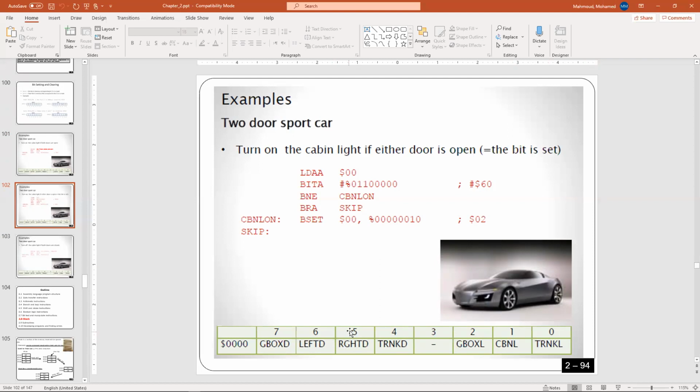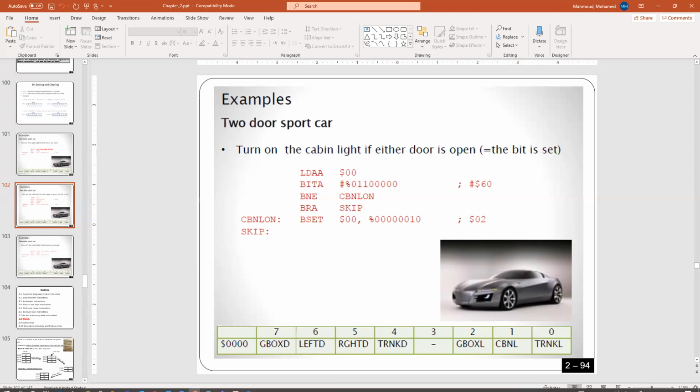These two bits you need to check to know if the left door is open or closed, and if the right door is open or closed. Based on the check here, you have to make a decision, either turn the light on or off. So it's just one byte. Some bits you need to check, some bits you need to manipulate by using different logic.